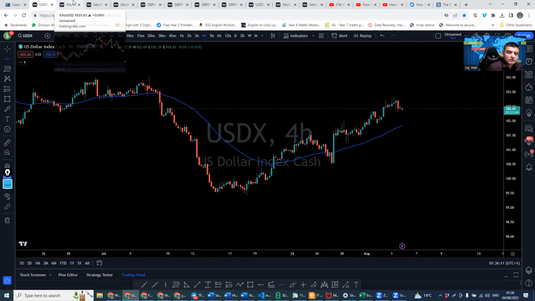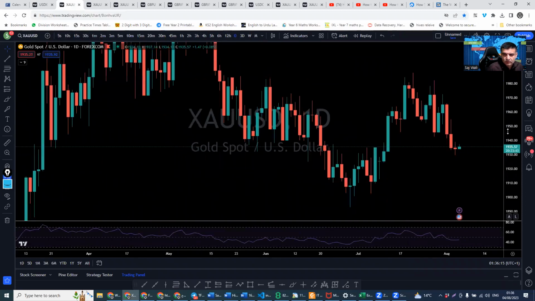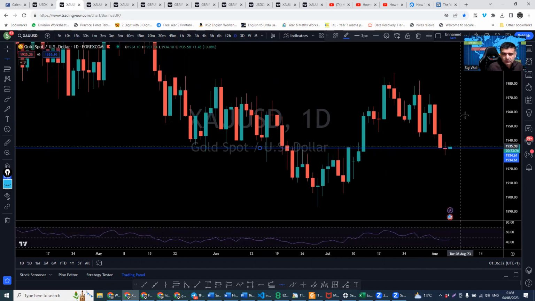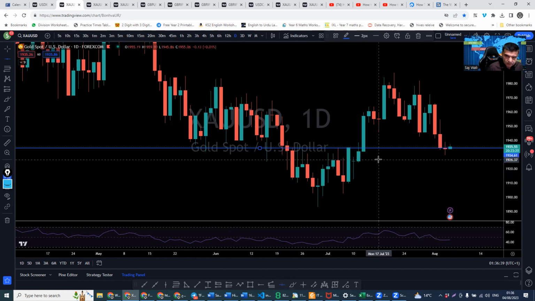Let's see what's happening in the gold. The gold has a situation here like this. This is the morning star type of structure. Let's see if it works or not. It is on the level, so we can expect it may work depending on the news. It probably will work. Or what can happen if it doesn't?